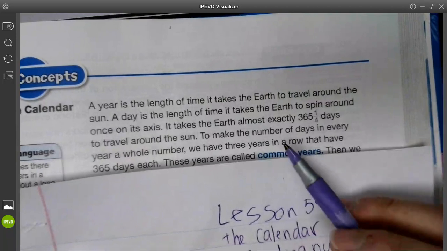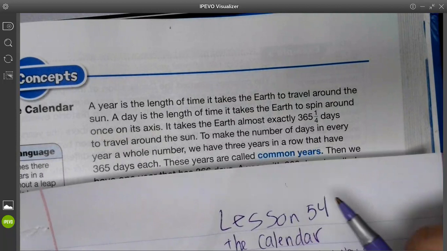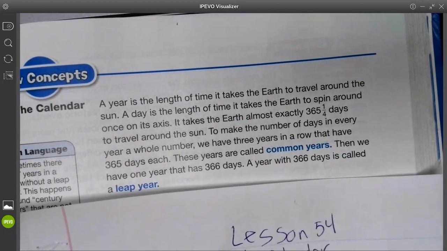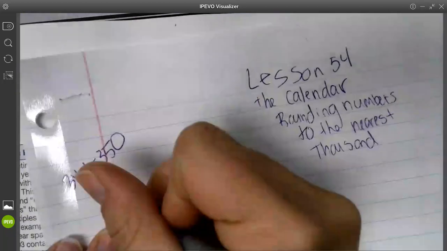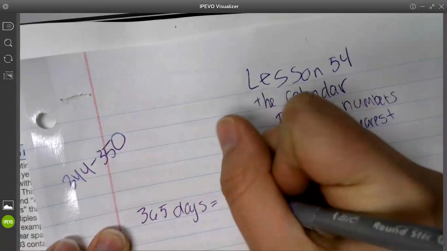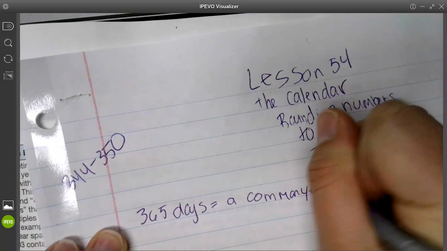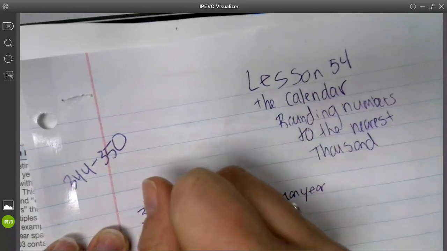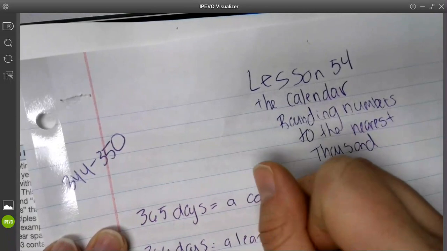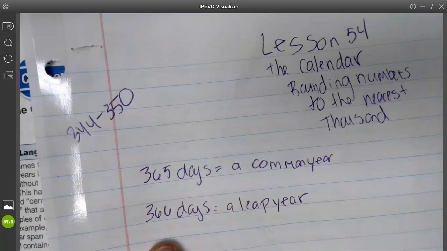So that's what you're going to say here. To make the number of days in every year a whole number, we have 3 years in a row that have 365 days each. These are called common years. Then we have a year with 366 days, and that is a leap year. So we're going to write that down. 365 days equals a common year. 366 days, that is what we call a leap year. That's our one extra day every 4th year.